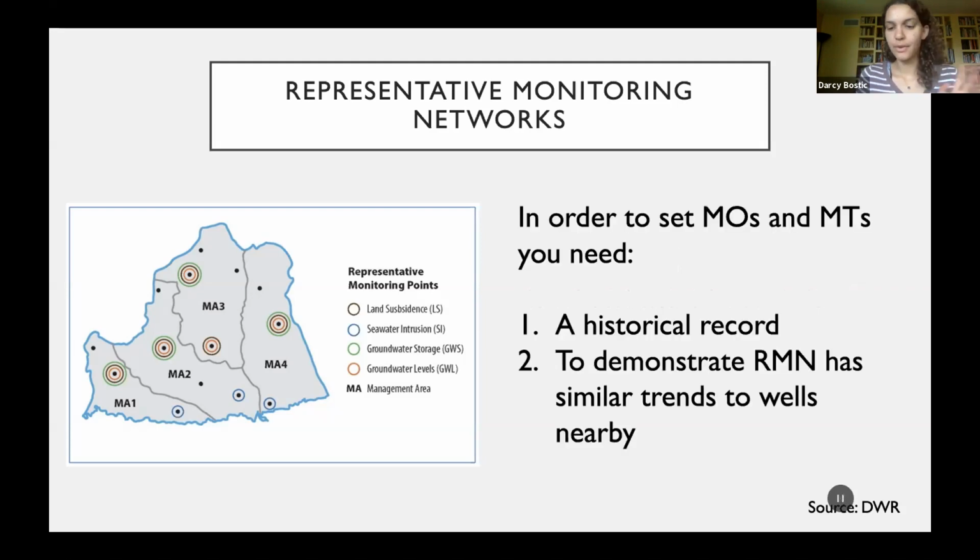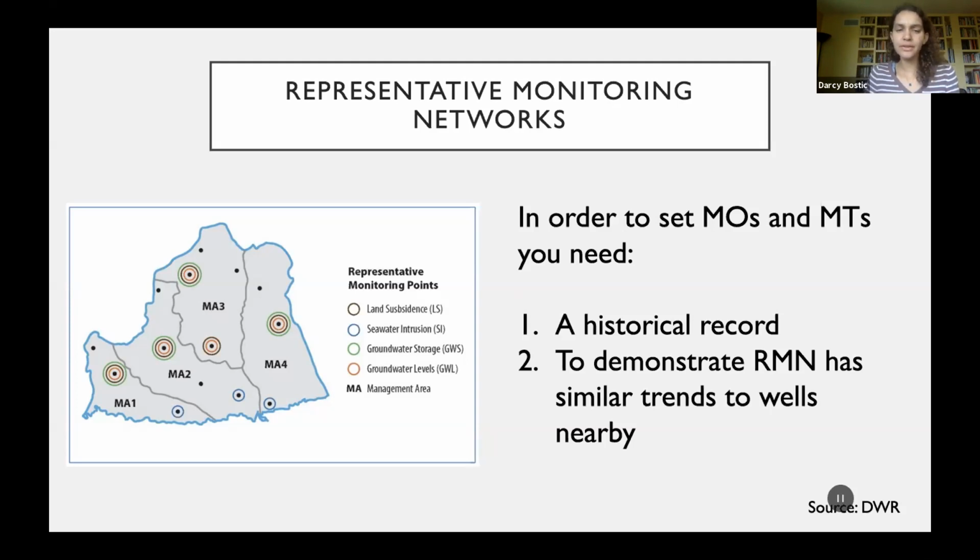So yes, the two components are first a historical record. In order to set minimum thresholds and measurable objectives, you do need information about basin conditions in the past, so you can project into the future and have that information in order to know what sustainability and undesirable results mean to you in your basin. And in addition, you need this historical record to demonstrate that your representative monitoring network actually includes wells that are representative of basin conditions and other wells within their boundaries.